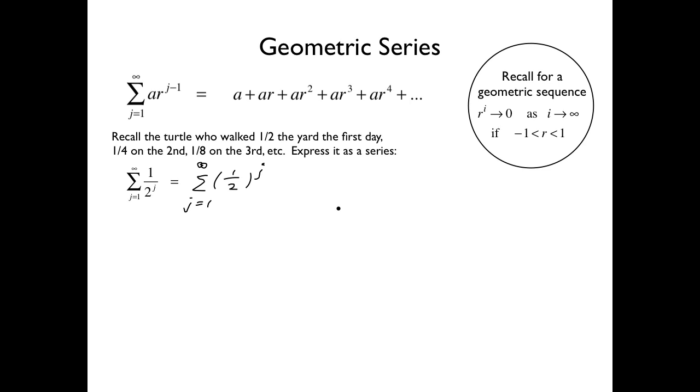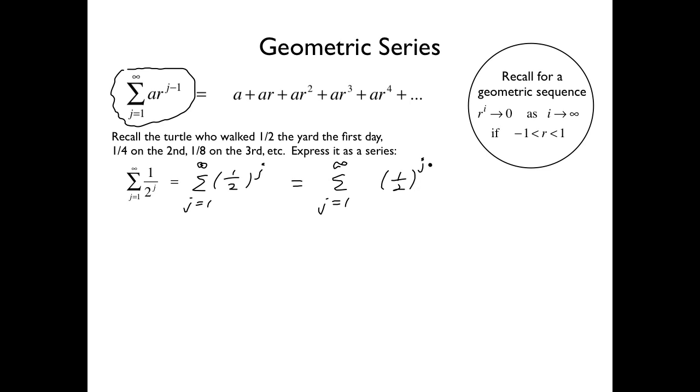And the next question is, is it in the form that we need it to be to use our a over 1 minus r formula? Is it in that form? No. What's wrong with it? Our exponent needs to be j minus 1. We're starting at the right number, j equals 1. That's fine. We need 1/2 to the j minus 1.